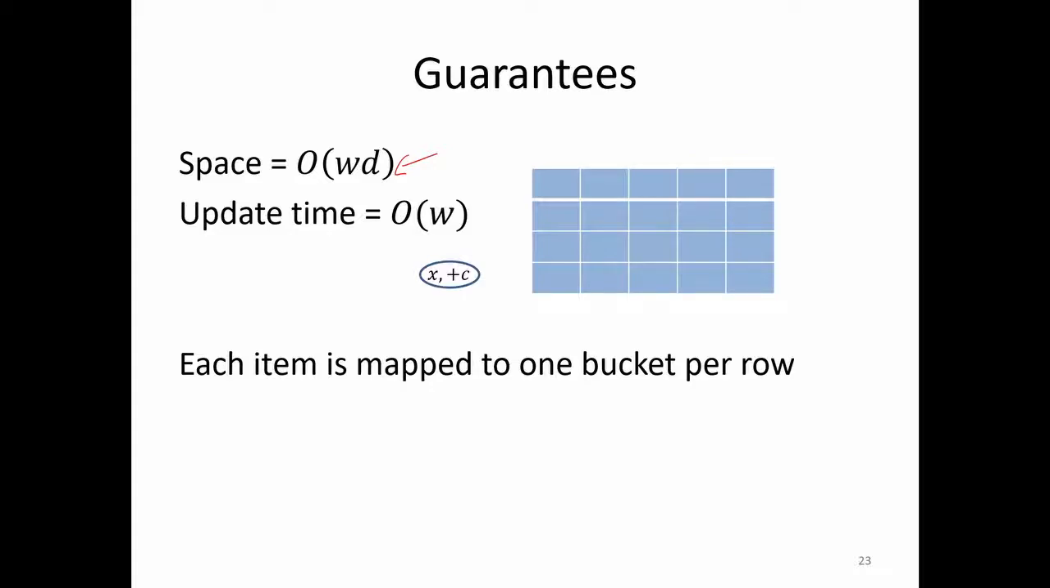Now additionally, update time is w. Remember, every time you do an update, you check all the w entries. You have to basically compute the w hash functions. So update time is big O of w. And each item, we already saw this, is mapped to one bucket per row.